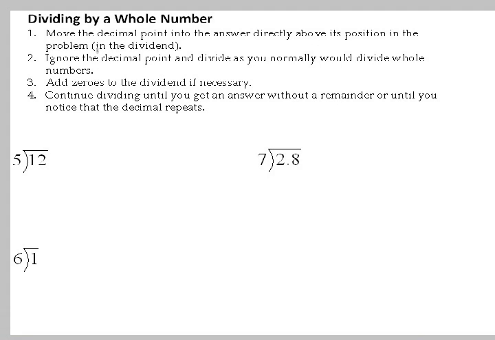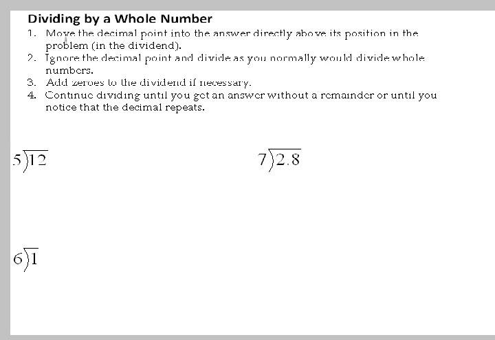Hi, in this video we're going to talk about dividing by a whole number. So this is for whenever we have decimals and the divisor, the number outside the box, like in this first example, the 5, is a whole number. In these cases we follow these steps.